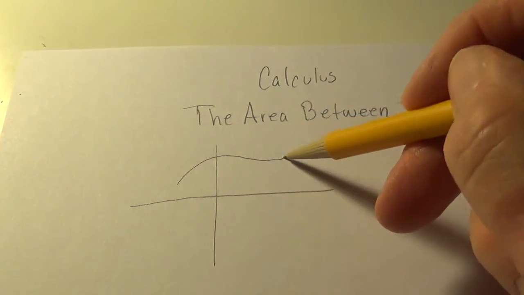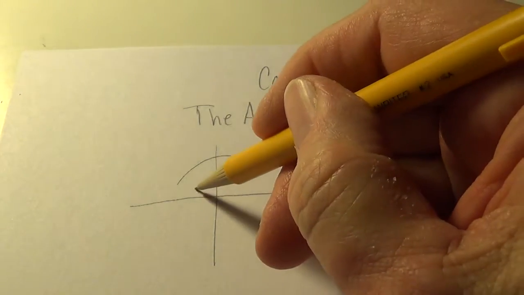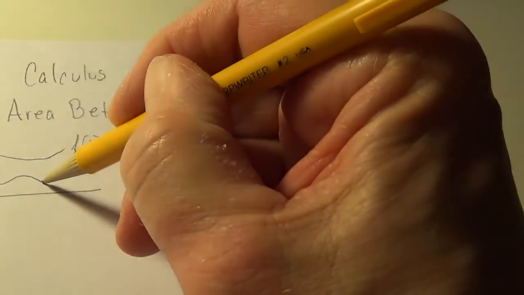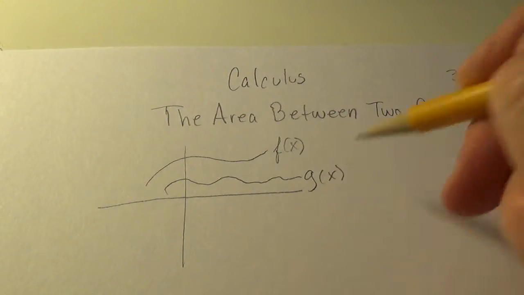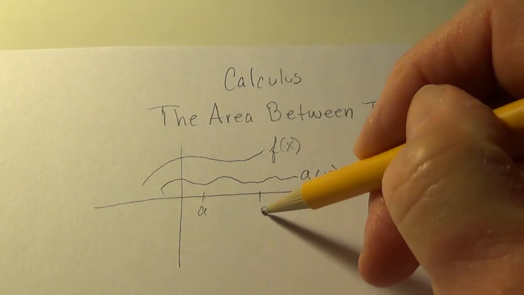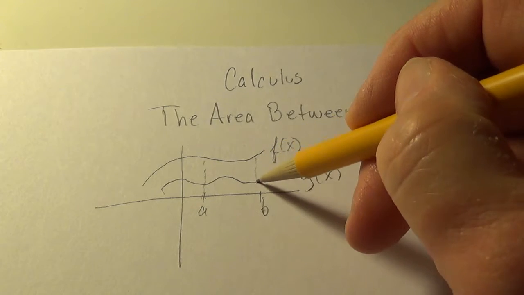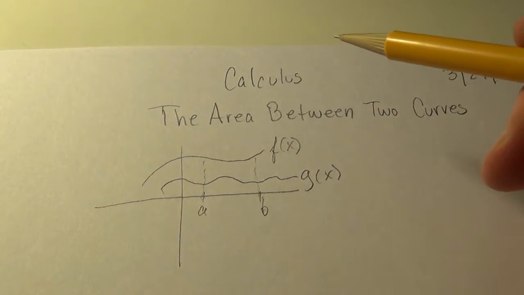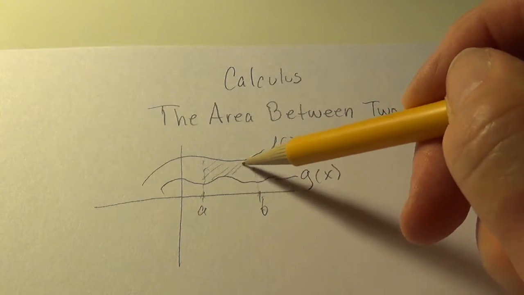Suppose this is f of x, and this is g of x, and I want from A to B the area between the two curves. So I'm thinking about this area right here.